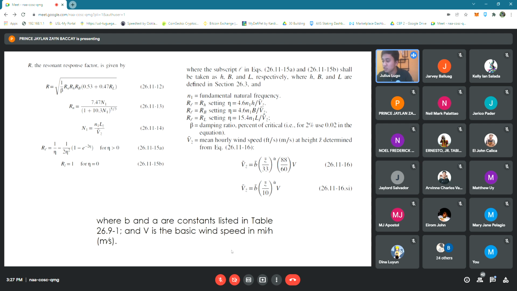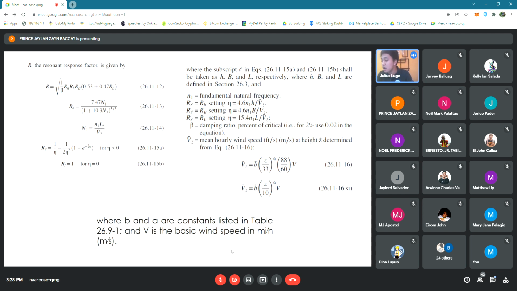Okay? Tapos andyan yung mga legends niya. Yung N1 mo, that's the fundamental natural frequency. And then yung RL mo, that's just equal to R sub H, yung symbol na normally, that's the symbol for viscosity, guys, ng tubig. Okay? So that is equal to 4.6 N1 times H over VZ.